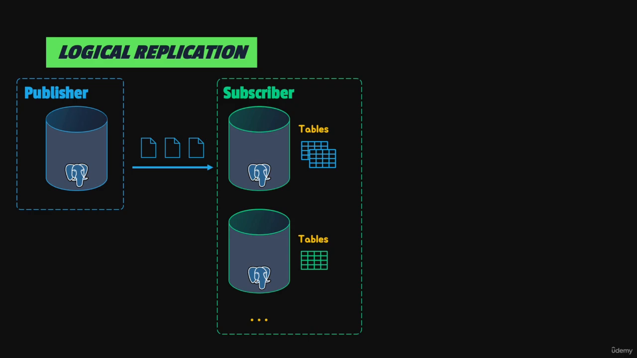Also, it is possible to set up the replication for all the tables in a database. In this case, any new table will be automatically replicated. However, logical replication doesn't affect other schema objects such as sequences, indexes, or views.